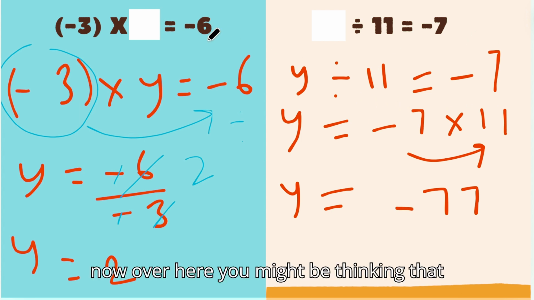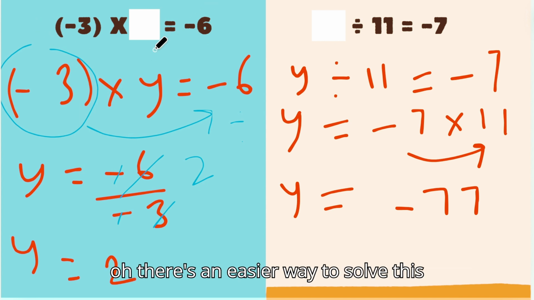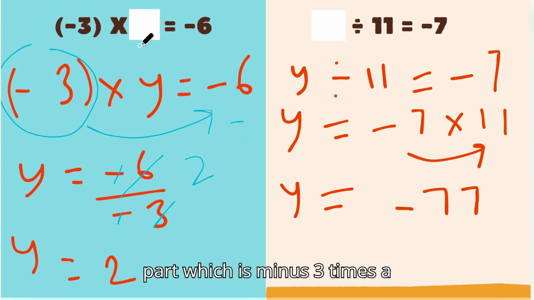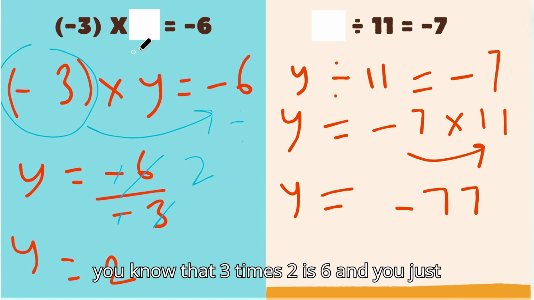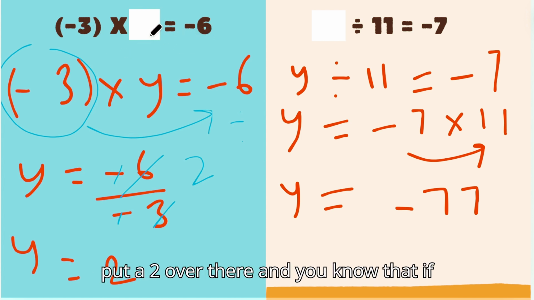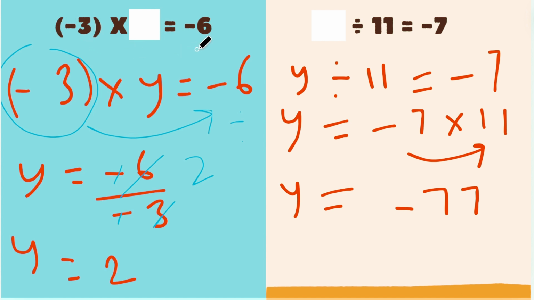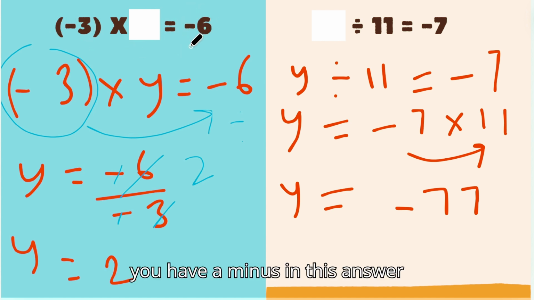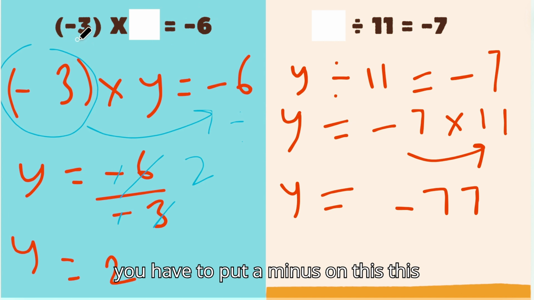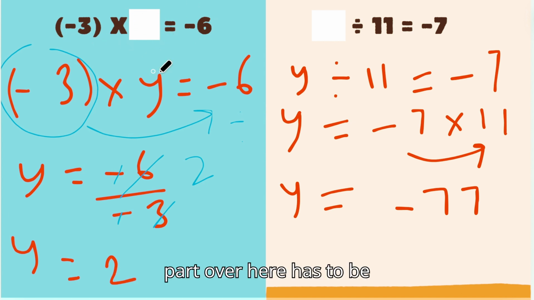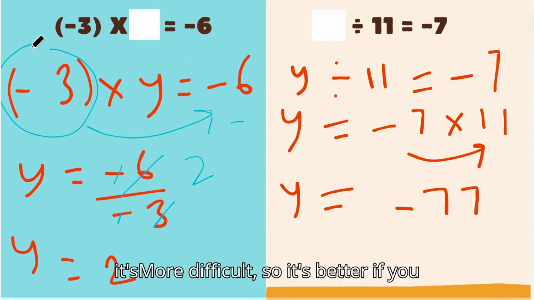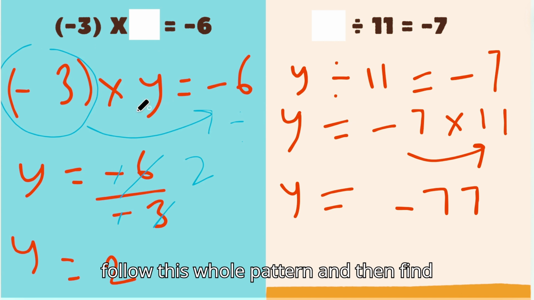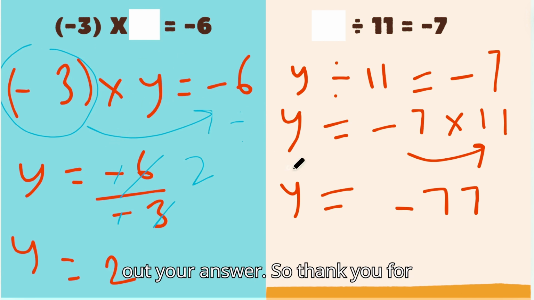Now over here you might be thinking that, oh, there's an easier way to solve this, which is, for minus 3 times a blank is equal to minus 6, you know that 3 times 2 is 6, and you just put a 2 over there, and you know that if you have a minus in this answer, you have to put a minus on this. This part over here has to be positive. But when you have bigger numbers it's more difficult, so it's better if you follow this whole pattern and then find out your answer.